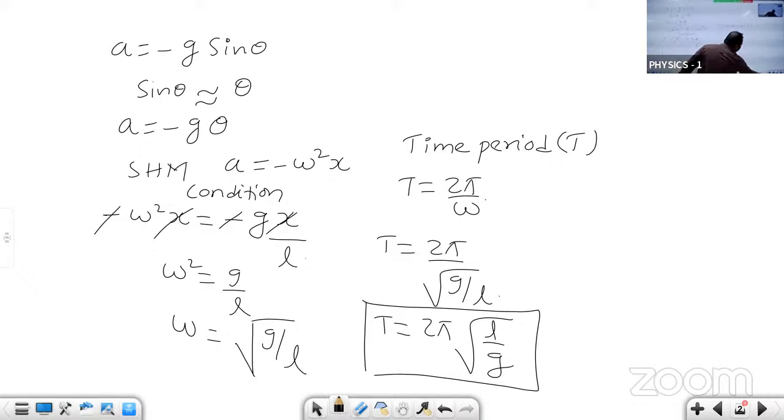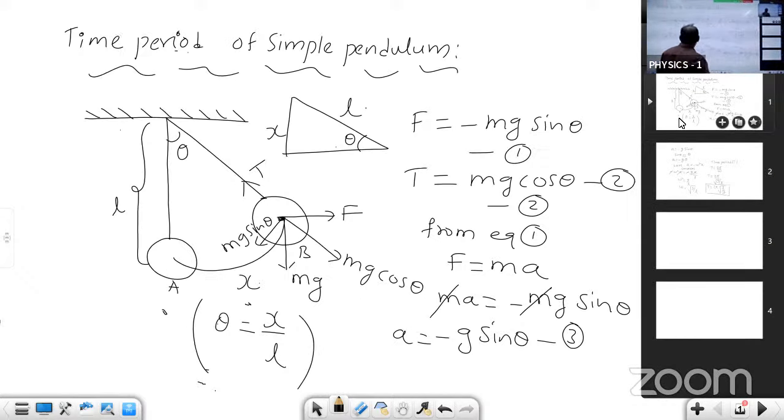Now see here, first the time period of simple pendulum. A little introduction, we are writing about the simple pendulum: a metallic bob suspended from a rigid support with a thread, a string. Simple pendulum of length L, external force capital F. When we apply external force capital F, it makes simple harmonic oscillation. When it makes simple harmonic oscillation, we calculate the time period of the simple pendulum.